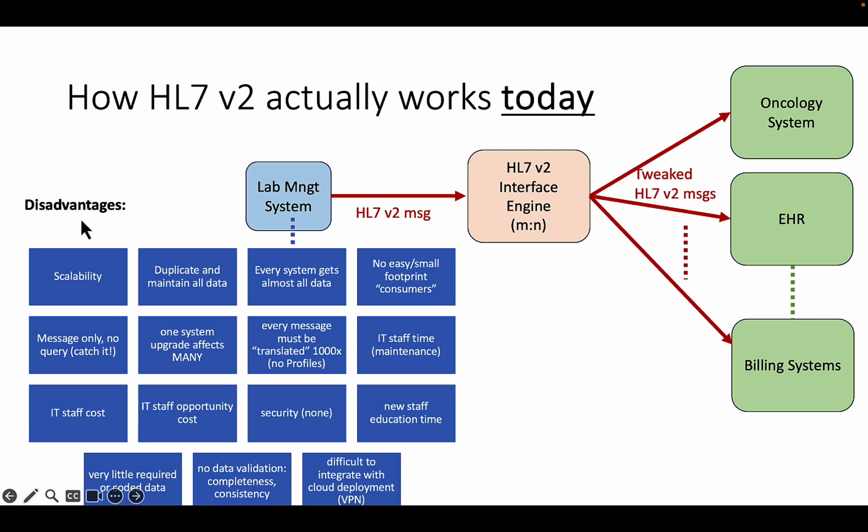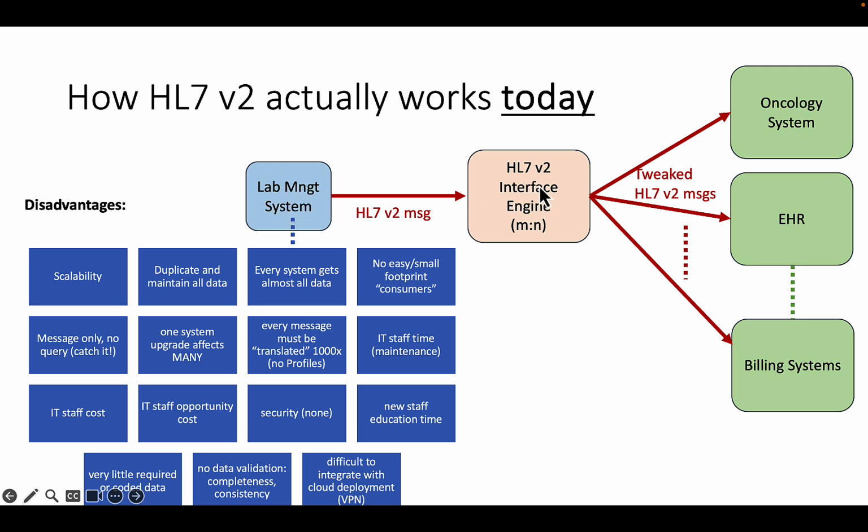Scalability. Anytime you send this in, you have to come up with N interfaces on the way out. Scalability is difficult. Not impossible, but difficult. You have to duplicate and maintain all this data. This information, especially an ADT message. An ADT message goes in from an admission system, goes through the HL7 interface. It's going to get sent out to every system out there.